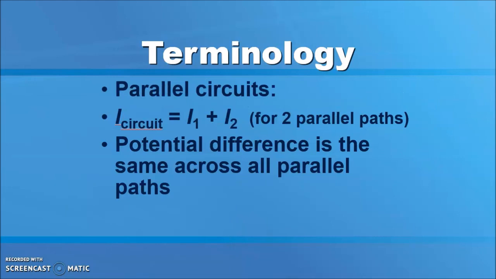Now, when we are in parallel, the current of the whole circuit is just going to be all of them added together, right? And the potential difference is the same across all parallel paths. So there's not going to be a voltage drop. It's going to stay the same. So that's kind of the big difference between parallel and series circuits when we're talking about voltage.